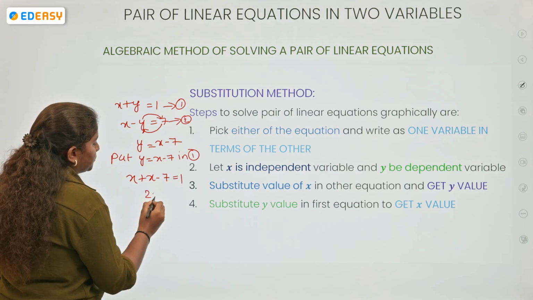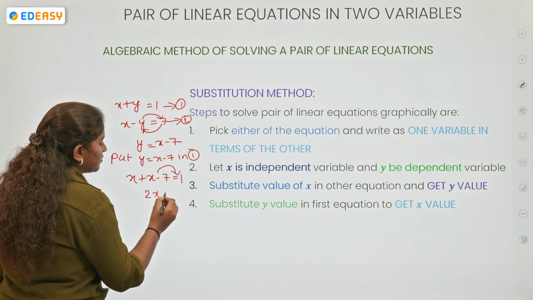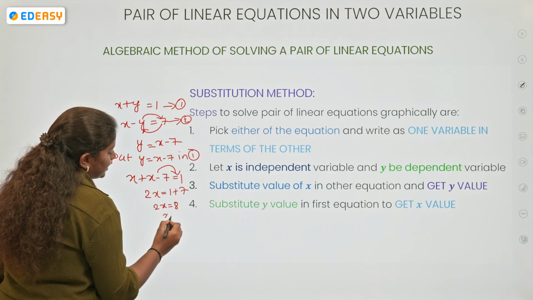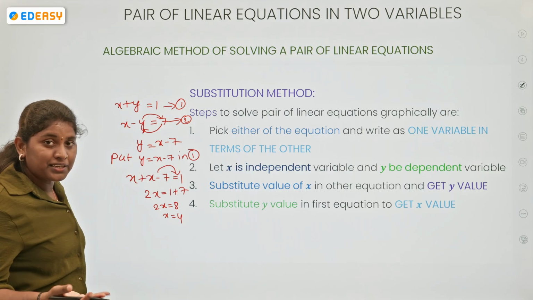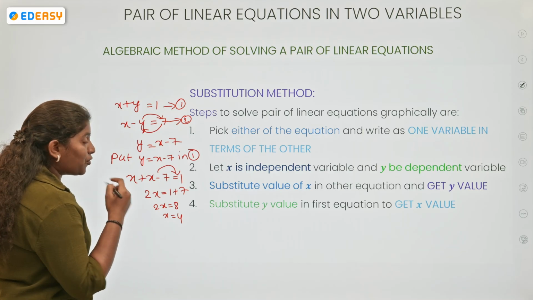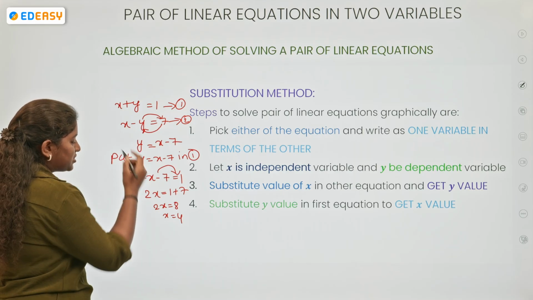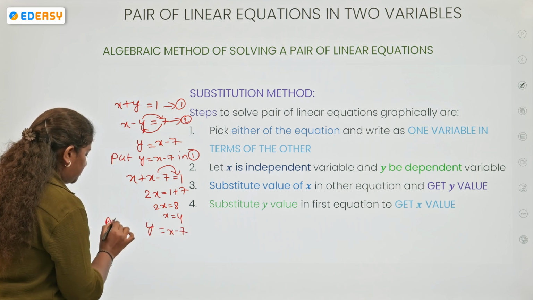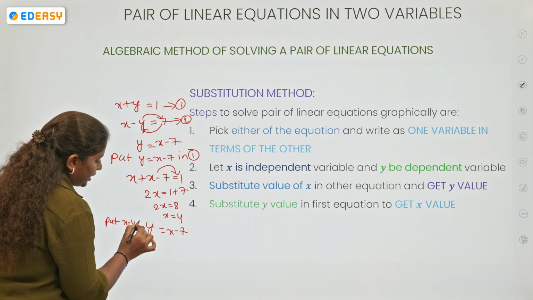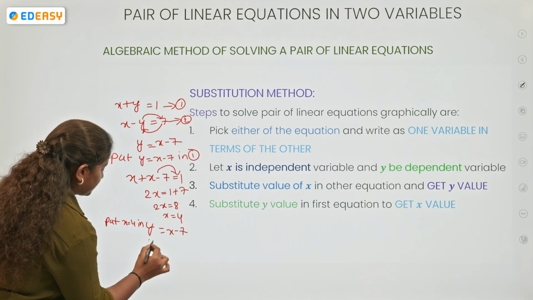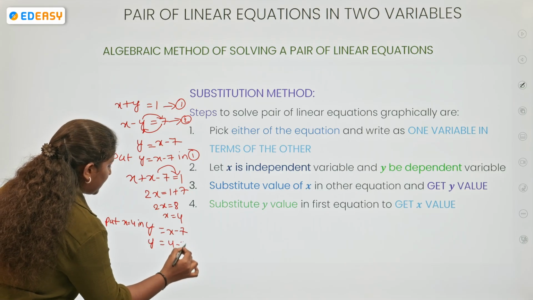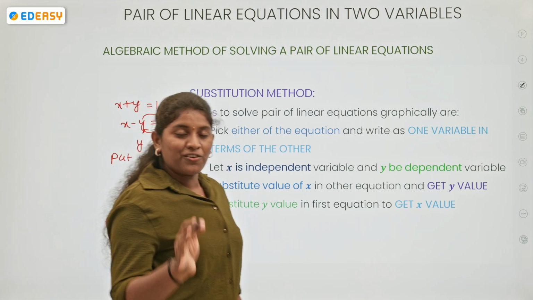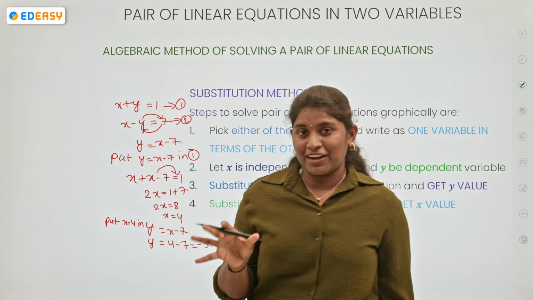That's it. Now x plus x minus 7 equals 1. x plus x is 2x, and minus 7 crossing over, equals 1 plus 7, so 2x equals 8 and x equals 4. Simple. We got the x value as 4. Now how will we find the y value? We know the relation y equals x minus 7. Right? Put x equals 4 in y equals x minus 7. Now y equals 4 minus 7, that is nothing but minus 3. Clear? So we got the values of x and y.